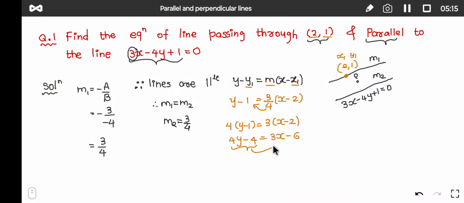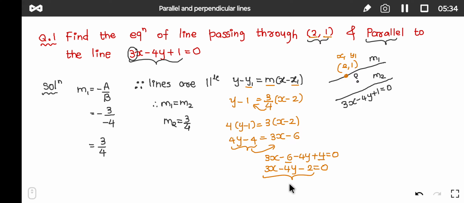Take both the terms to the right hand side. So we'll get 3x minus 6 minus 4y plus 4 is equal to 0. So 3x minus 4y, minus 6 plus 4, which is nothing but minus 2, is equal to 0. So this is our required equation of a line.